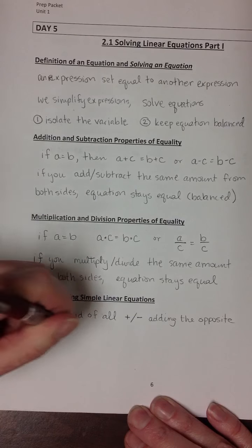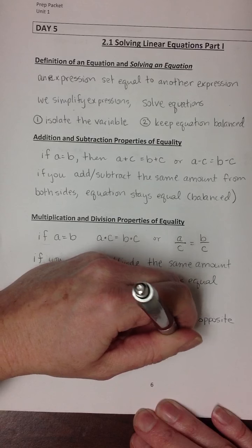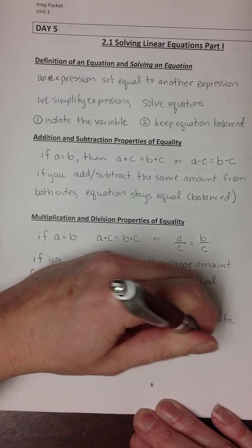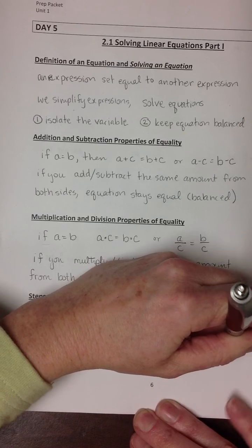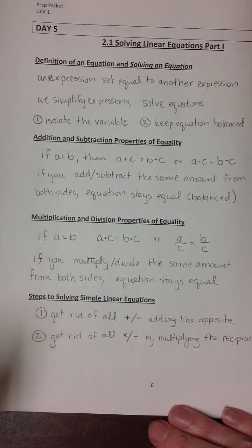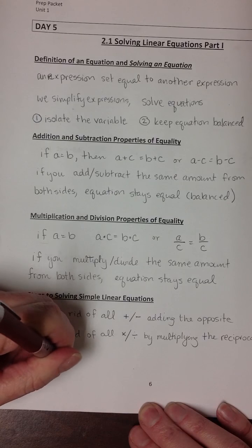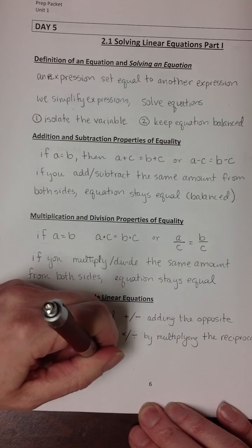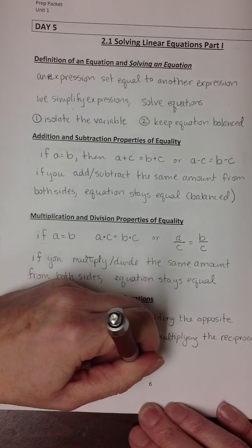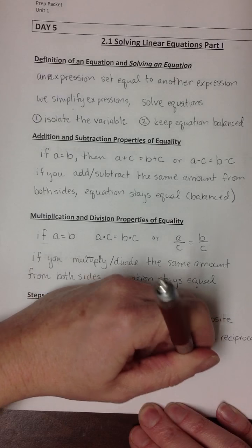Then our second step is going to be to get rid of all of the multiplication or division by multiplying by the reciprocal. Remember, that was the number that we found by flipping a fraction upside down. Okay. And then last, you always want to check your answer by evaluating. So like we learned to do back in the previous section.